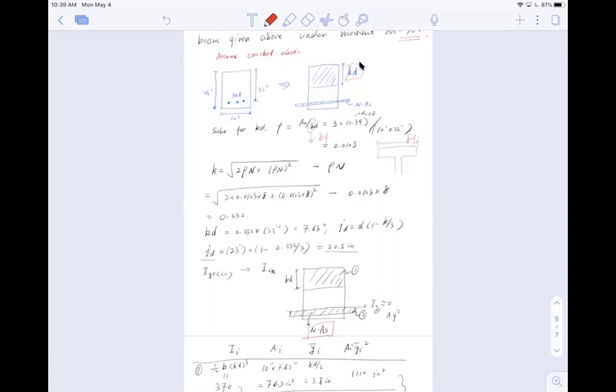Well, use the top flange, since it's wider. Yeah, I used B for the flange, and the D that I used was the D down to the tension reinforcement. After doing all that, I ended up getting a KD of something like 7.83, so it was greater than HF, the thickness of the flange. I see.